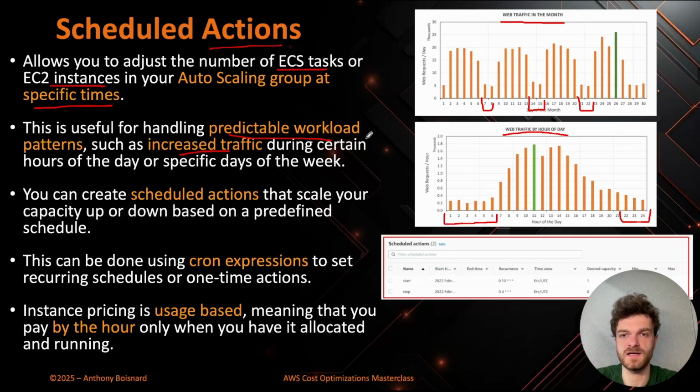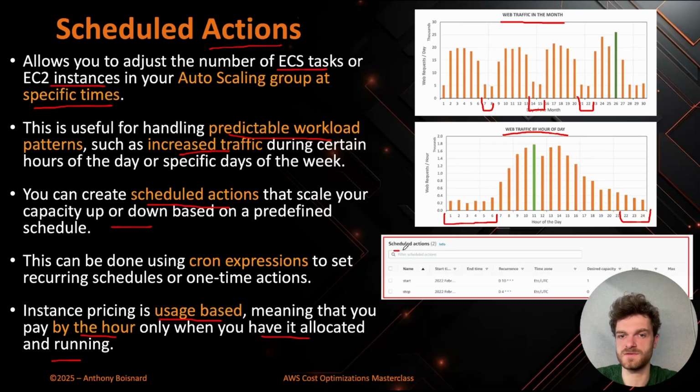And by doing that, because instance pricing is usage-based, you pay by the hour only when you have it allocated and running. So if you stop your instances on nights and weekends, you can save around 66% of your total spend. So you can create scheduled actions that scale your capacity up or down based on predefined schedules.